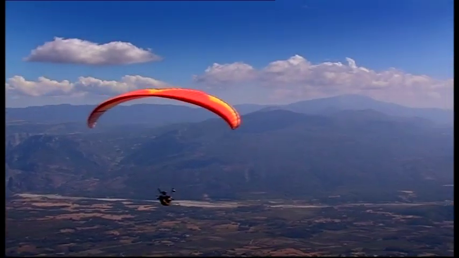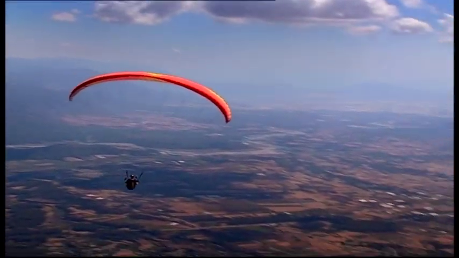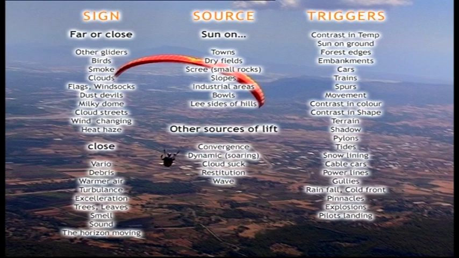Again, on this glide I rank the signs, sources and triggers. The whole valley baking in the sun is a huge source, but I still have to predict where the thermal is going to release from. My objective now is the town, which is both source and a trigger.